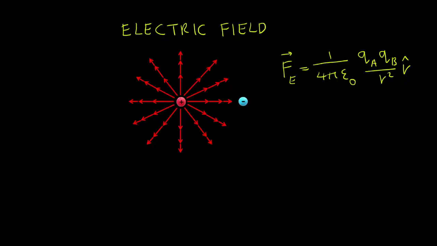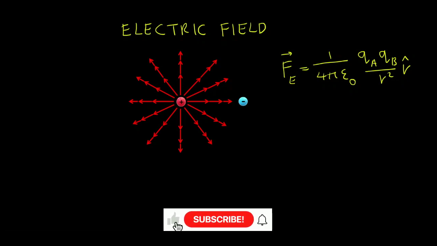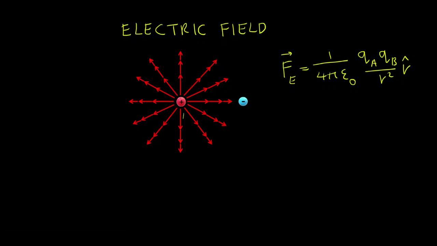Today we'll look at electric fields. Similar to a gravitational field, due to a mass which pulls other masses towards it, charge creates an electric field that attracts or repels other charges. And here is an example where we have charge A being a positive charge, which creates an electric field that radiates away from it.